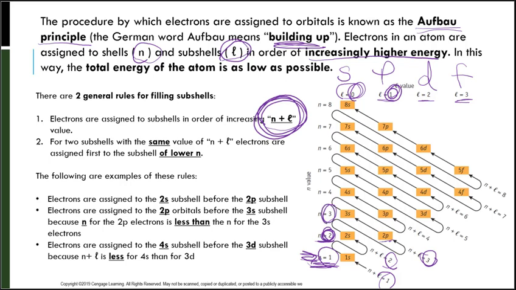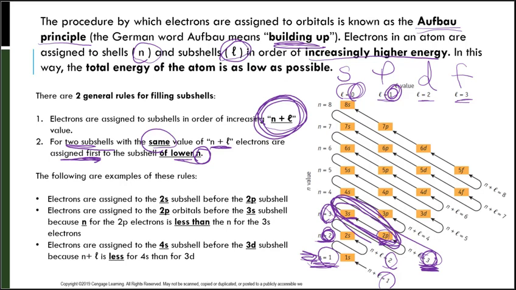Moving on to energy level 3. We move on to 3s. 3 plus 0 is 3. So notice that those two are both equal to 3. So what do we do there? For two subshells with the same value of n plus L, the first to be assigned is the lower n. So when I have both of these, 2p and 3s, of the same value of n plus L, the lower number n. So 2p, 3s. 2 is obviously the lower number, so 2p fills before 3s.